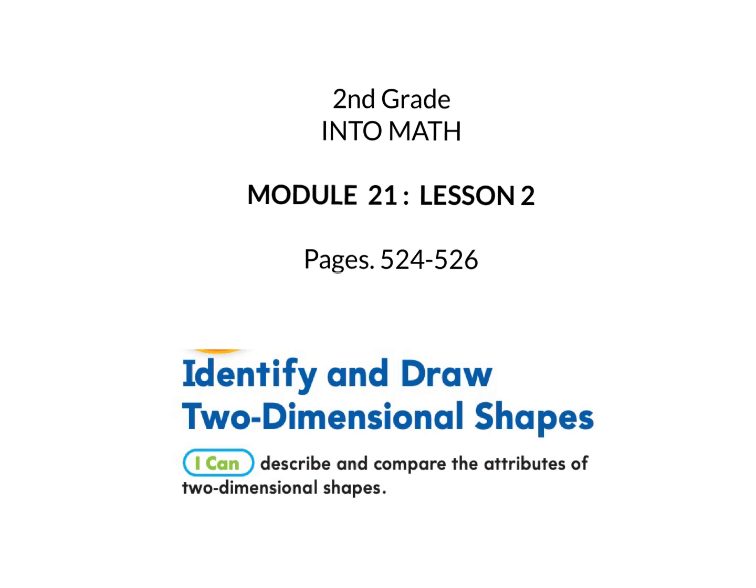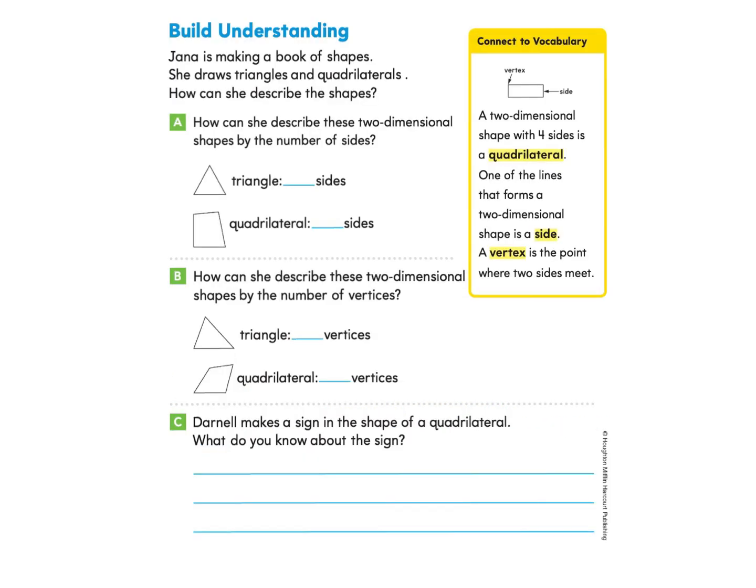This is second grade Into Math, Module 21, Lesson 2. Identify and draw two-dimensional shapes. I can describe and compare the attributes of two-dimensional shapes. Please gather your workbook and a pencil and turn to page 524. We will start under Build Understanding.